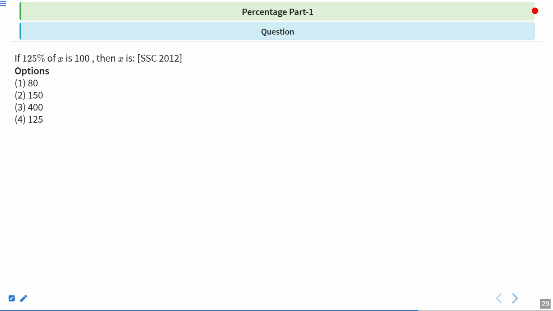If 125% of x is 100, then x is? And this question was asked in the SSC exam 2012. Now there are four options. First is 80, second is 150, third is 400, and fourth one is 125. Now you have 10 seconds to solve this question. Your time starts now.